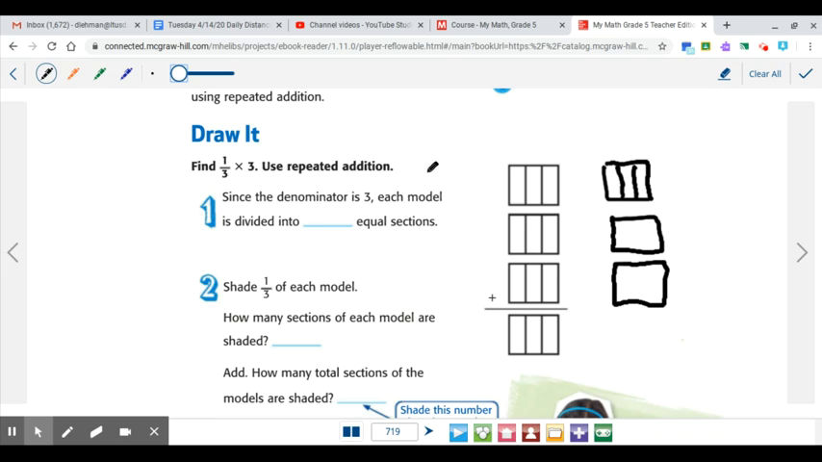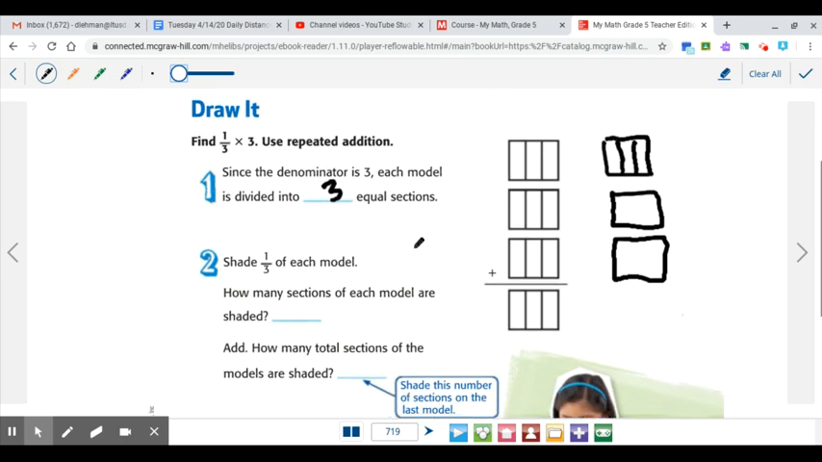Okay, so we're going to just use the models that they gave us because it's actually much better than what I just drew. So since the denominator is 3, each model is divided into 3 sections, okay? And of course, they're equal, and it's a model, so we do our very best. You don't need to get out a ruler. It's not an art class.